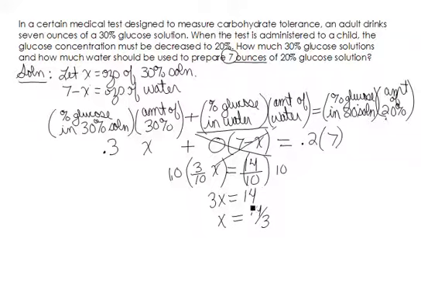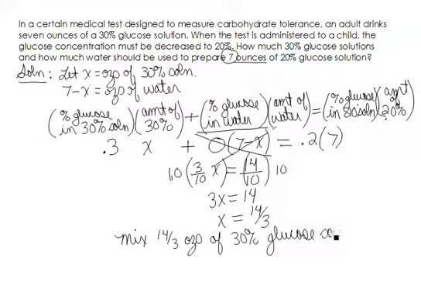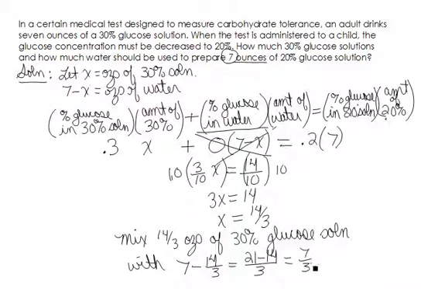Now let's go back and make sure we answer the question. x, remember, stood for ounces of 30% solution, so we're saying that we should mix 14/3 ounces of our 30% glucose solution with, and then the rest is water, and remember how we had that the ounces of water is 7 minus our x, so 7 minus 14/3, common denominator of 3, and we end up with 7/3 ounces of water. So the only twist here is that when we're adding water, the percentage is actually 0.